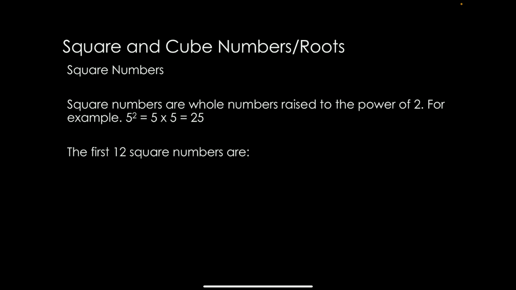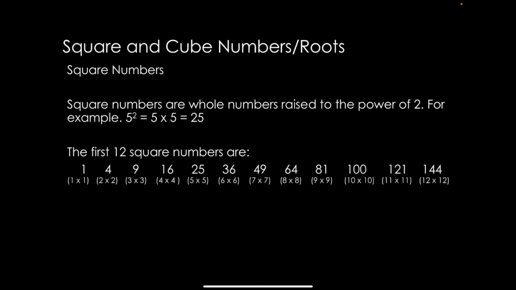The first 12 square numbers are these. Now, the first square number is 1 because 1 times 1 is 1. The second square number is 4 because 2 times 2 is 4. And then 3 times 3 makes 9 and 4 times 4 makes 16. 5 times 5 makes 25 and so on up to 12 times 12, which makes 144. These are the square numbers, okay? The answers are the squares.